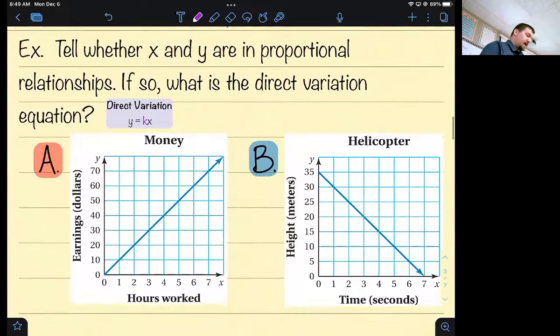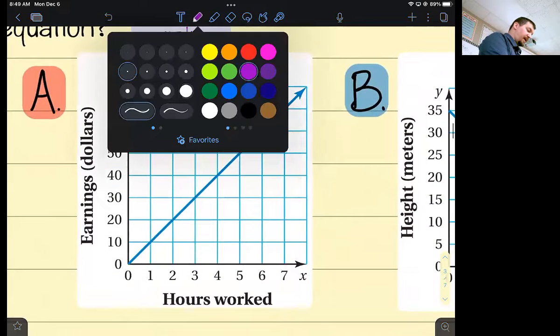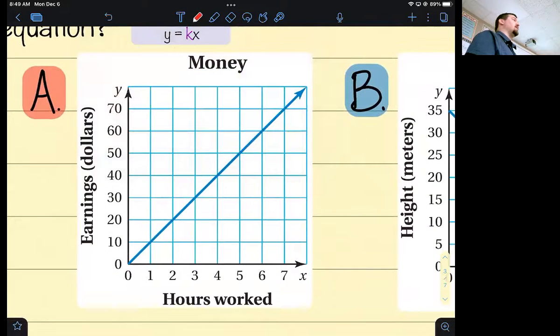So first, a few examples here. Tell whether x and y are in a proportional relationship, which means are they direct variations? If so, what is the direct variation equation? Example A. Let's see how well you were paying attention. Is this a direct variation?